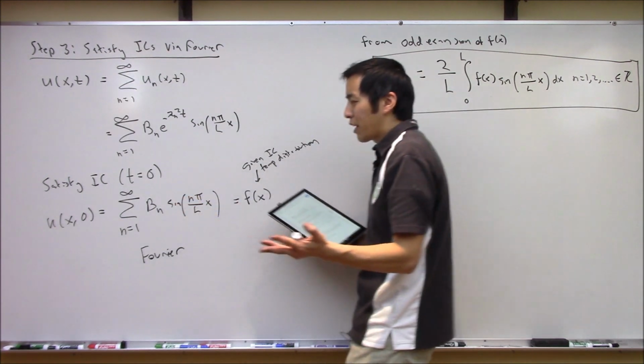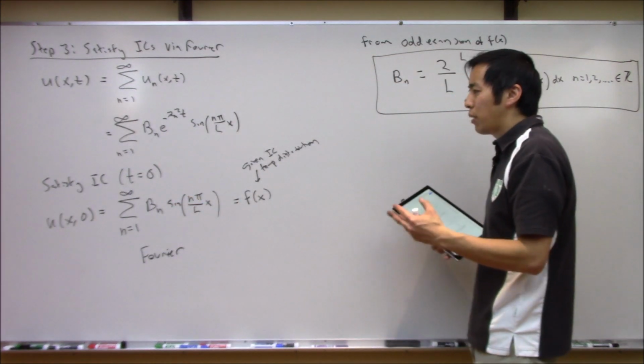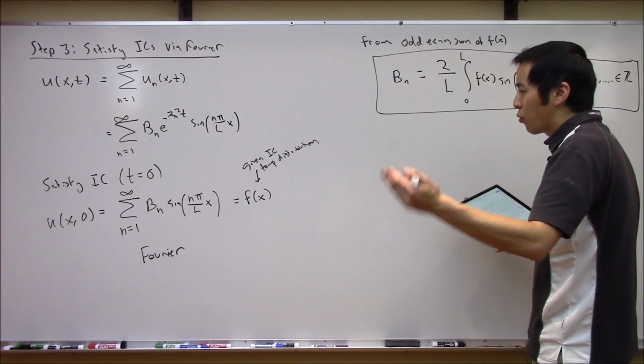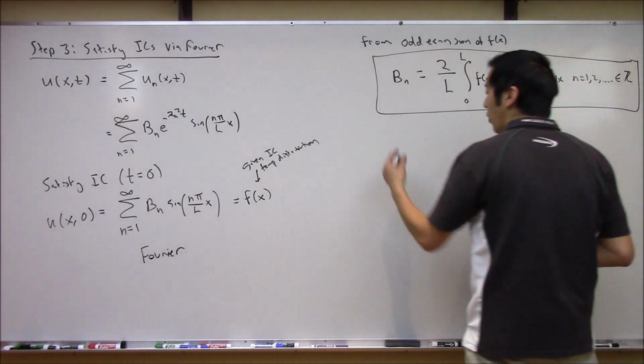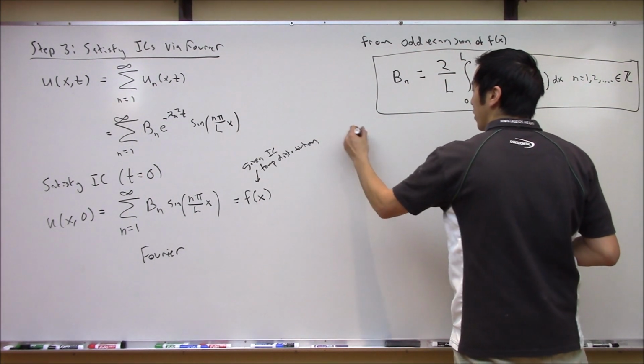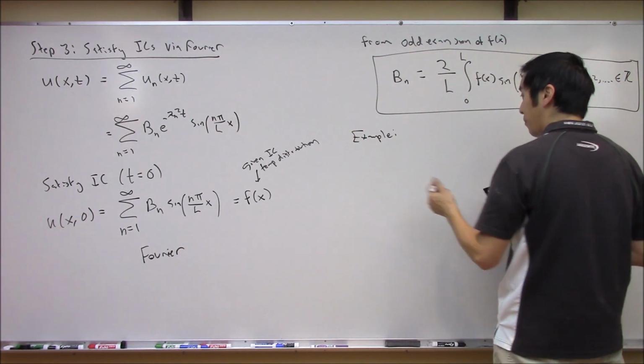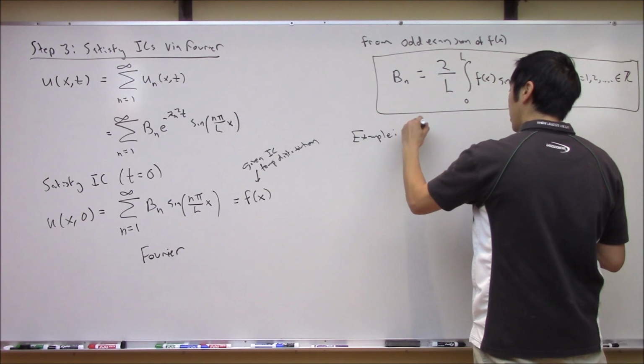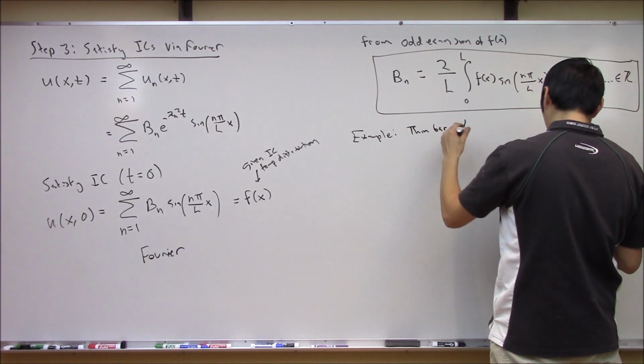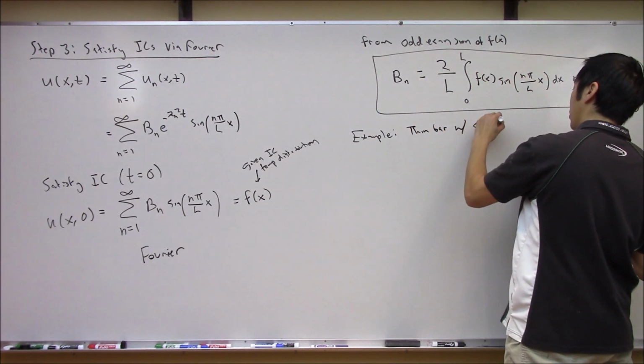But I don't think I want to go to infinity. So let's maybe think about some partial sums and just take up, I don't know, 10, 20 terms or something like that. Okay, so now that we've got all this, let's go ahead and look at an example here of this thin bar.